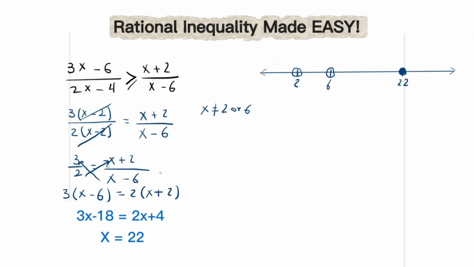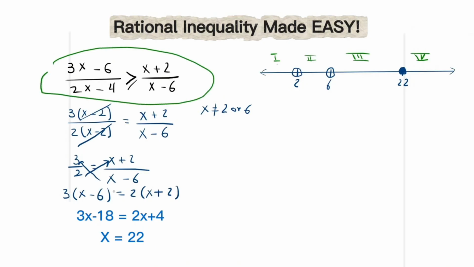At this stage, you have 4 segments to this line right here. Segment 1, segment 2, segment 3, segment 4. We're going to test a number in each segment into the original equation, the 3x minus 6 over 2x minus 4 greater than or equal to x plus 2 over x minus 6. Now, when we test a number, if we get a true solution, then we shade in that region.